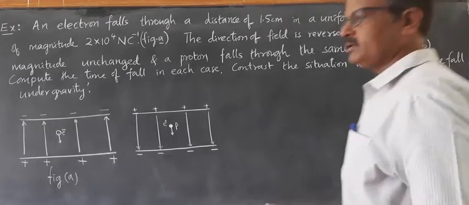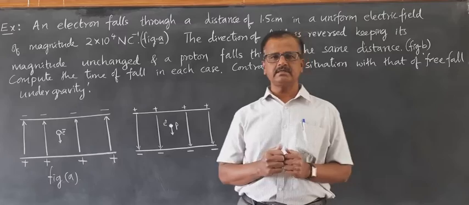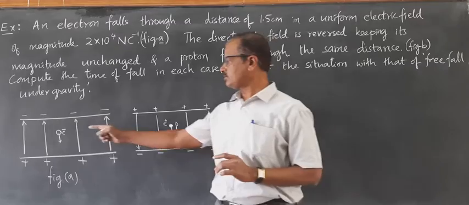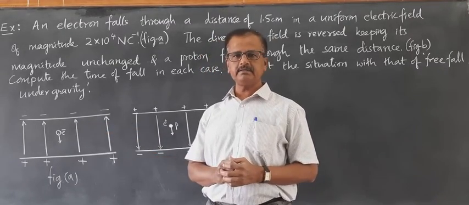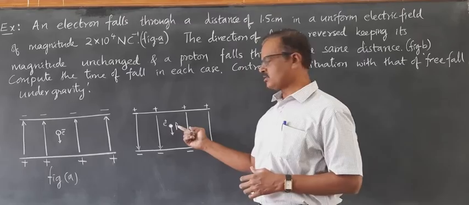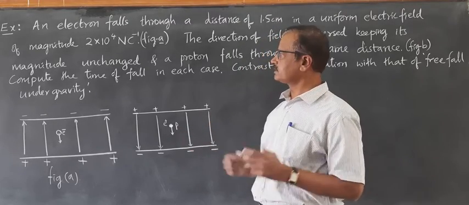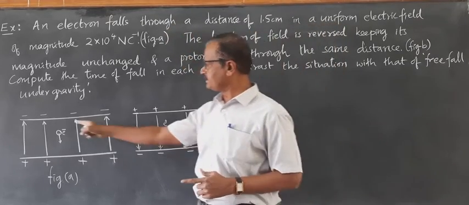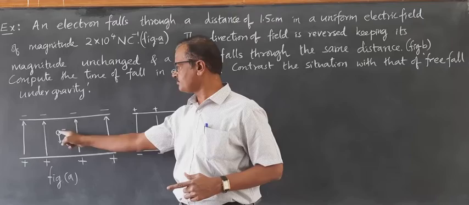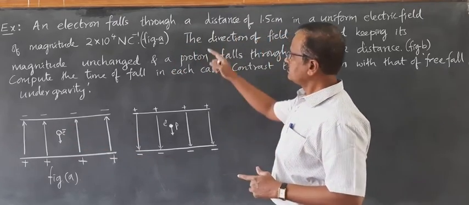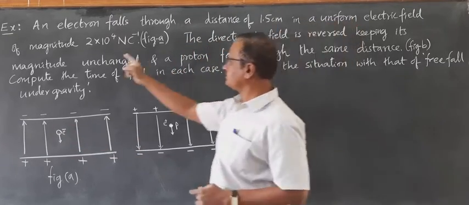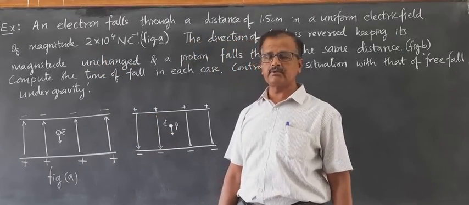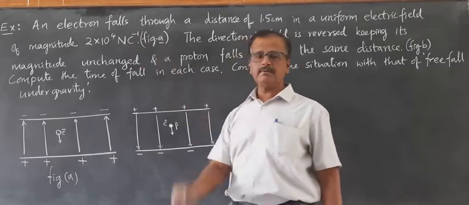Let us solve one example. This is a different case, nothing to do with dipole. It is a case of an electron falling through a uniform electric field. The next case is a proton falling through a uniform electric field. Look at the example. An electron falls through a distance of 1.5 centimeter in a uniform electric field of magnitude 2 × 10^4 Newton per Coulomb.